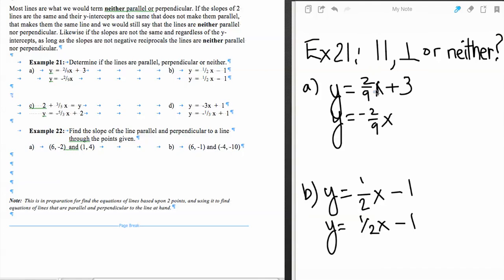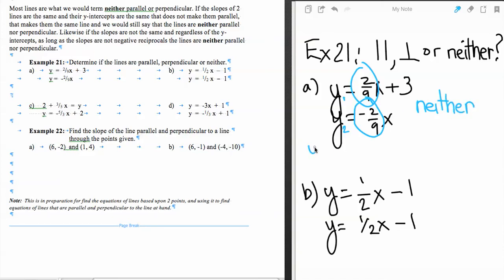Alrighty. Now looking at this first one, we're trying to find out if these lines are parallel, perpendicular, or neither. So I want to look at the slopes. That's the first most important thing to tell if 2 lines are parallel, perpendicular, or neither. The first thing I see is 2/9 for the slope on this first line and -2/9 for the slope here. Well, they're not the same, so they're not parallel. And then they have the opposites, but they're not reciprocals, so that means they're not perpendicular either. So they're not parallel, they're not perpendicular, and so that means they're neither. And that's our answer to this one.